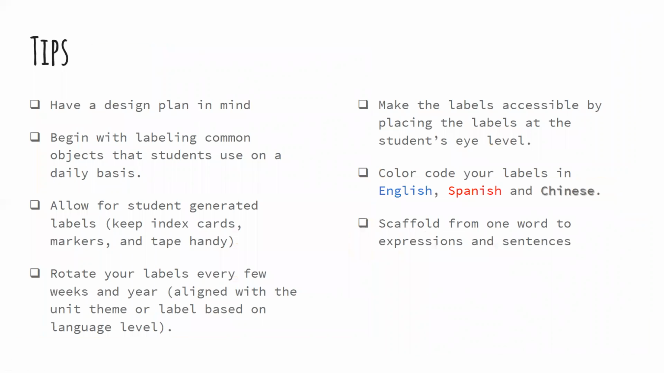Tips: have a design plan in mind. Work with another teacher or colleague to help you design this plan if you need assistance. Begin with labeling common objects that students use on a daily basis. Allow for student-generated labels. Rotate your labels every few weeks and every year, and make sure that they're aligned with a unit theme as well as their language level. Make the labels accessible by placing the labels at the student's eye level, and make sure that they're color-coded for sure. Scaffold from one word to expressions and sentences, as shown previously.